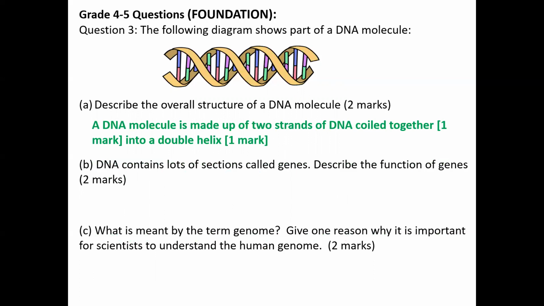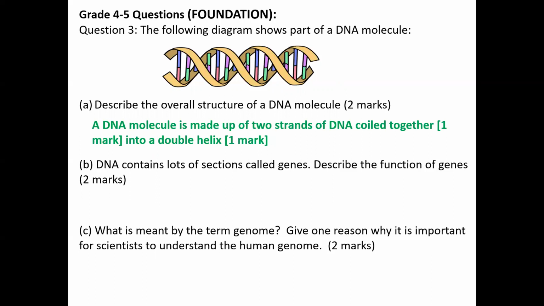Right, so a DNA molecule is made up of 2 strands of DNA coiled together into a double helix. If you remembered a lot of the information from the slide earlier on, you might have included even more detail. But your main thing there is DNA is a polymer. It's made of 2 strands. We know they're called polynucleotide strands, and they're coiled together in the shape of a double helix.